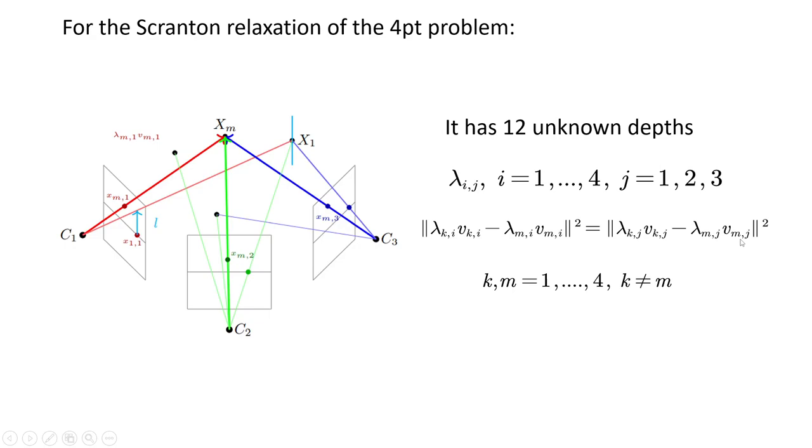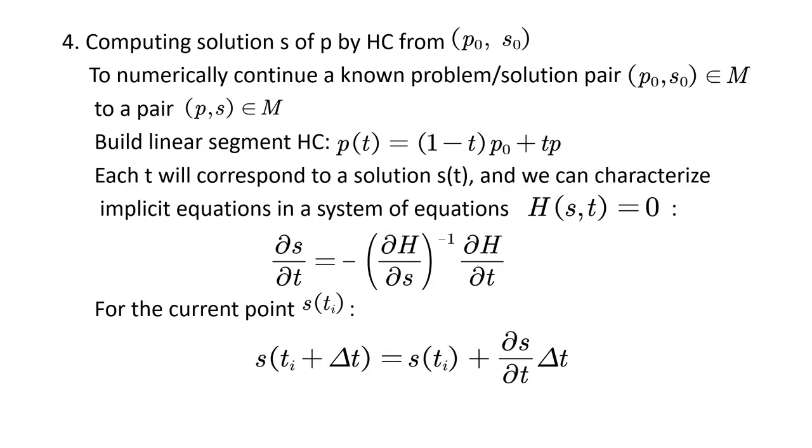And for the 4-point problems, they are the same as the 5-point problems. So we can get the equations like this. And we have 12 unknown depths, and we got 18 equations, but only 2 equations are independent in the equations involving the same pair of cameras. And then computing solution S of the P by HC from P0, S0.